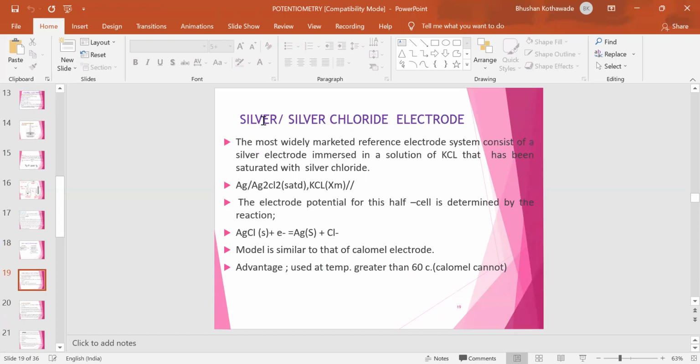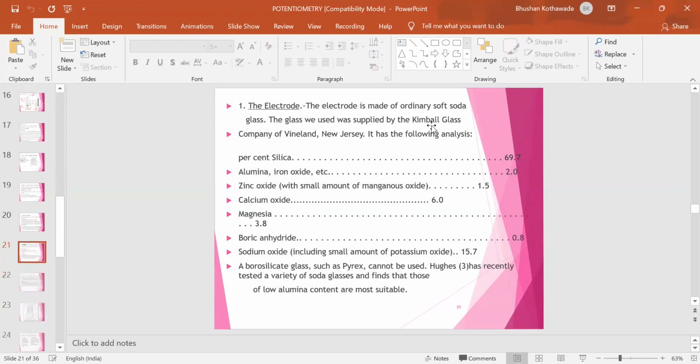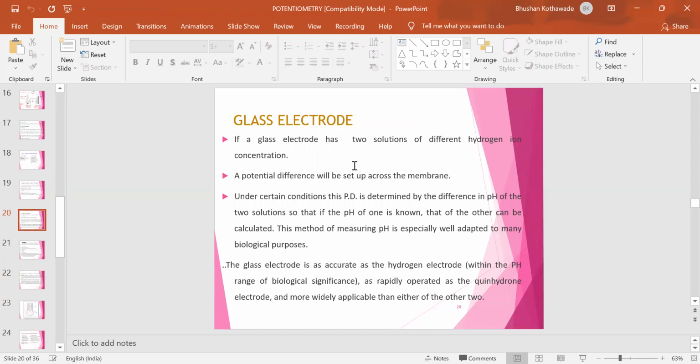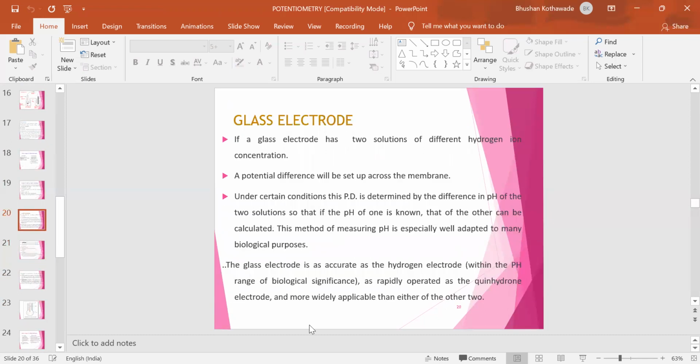Then another reference electrode we can use here is the silver chloride electrode. This is also one of the reference electrodes. And the glass electrode. Now, the glass electrode is an indicator electrode, whose potential is not known, or in fact, its potential changes in the solution in which it is dipped. This glass electrode is an accurate hydrogen electrode within the pH range of biological significance, and it is used for determination of the hydrogen ion concentration.